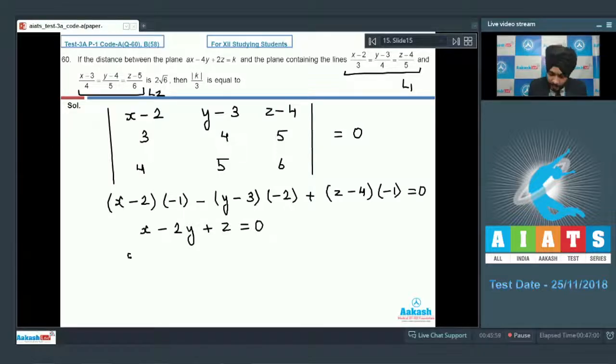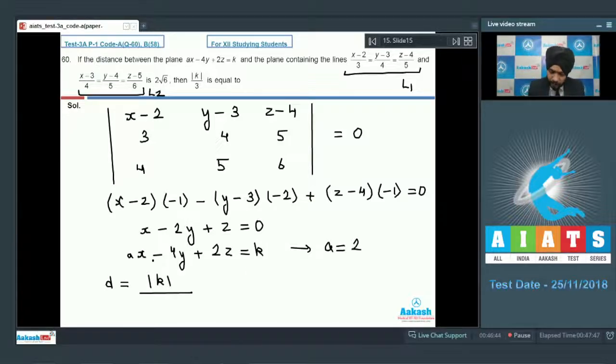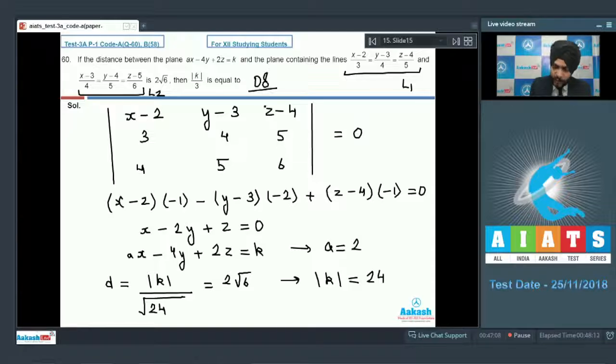This is parallel to the plane ax − 4y + 2z = k. So comparing the coefficients, we directly get a = 2. Now, the distance between the planes is also given. So what is the distance? The formula for distance is we subtract the constants and take the modulus, so |k| divided by √(2² + (−4)² + 2²). That will be √(4 + 16 + 4), that is √24. In the question, this value is given to be 2√6. From here, |k| will come out to be equal to 24. You are simply asked |k|/3. The answer is 8 and you are going to fill 08 in the OMR sheet.